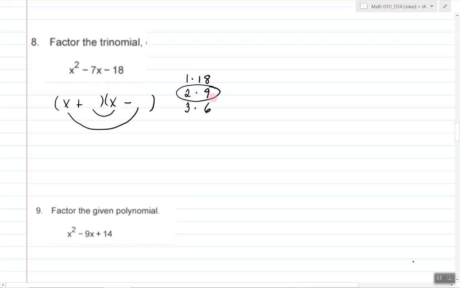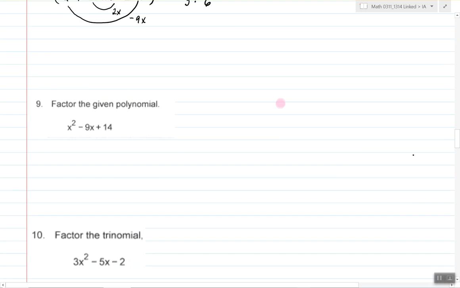Of those two numbers, what goes where? Remember that when they are different, the larger goes where you see that sign. So the 9 will go here and the 2 will go here. Double check it. X times x is x squared. Outer is negative 9x. Inner is positive 2x. That gives you negative 7x. 9 times 2 times negative 9 is negative 18.